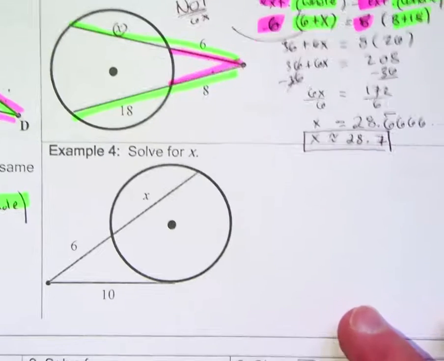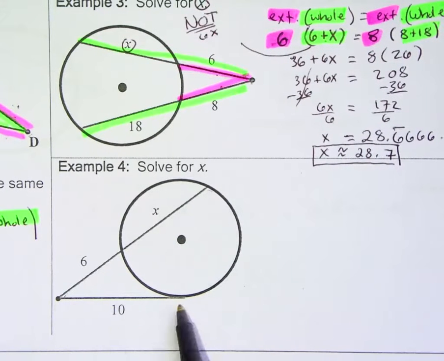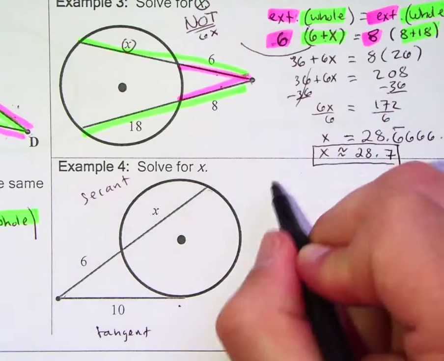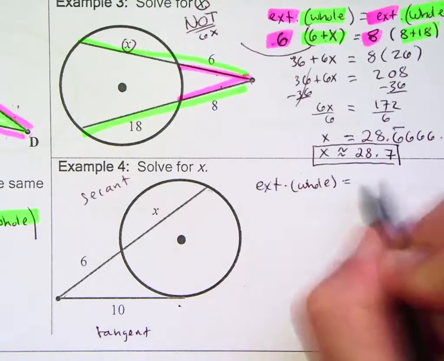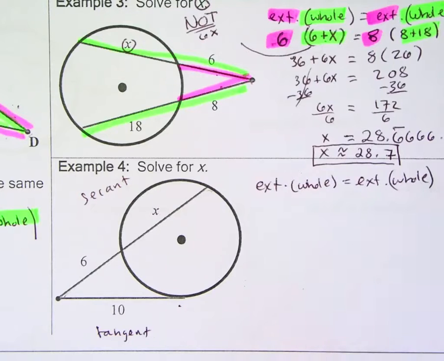Let's look at the last one. It's actually the exact same approach. Here's a secant, but this is not a secant. This here is a tangent, whereas this is a secant. So we might be saying, well, what's the relationship? And it's actually the same thing. It's the exterior times the whole is equal to the exterior times the whole.